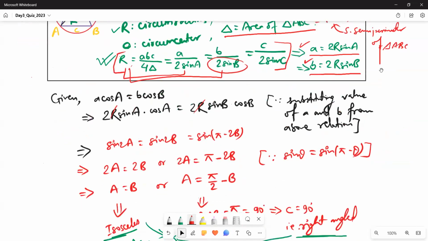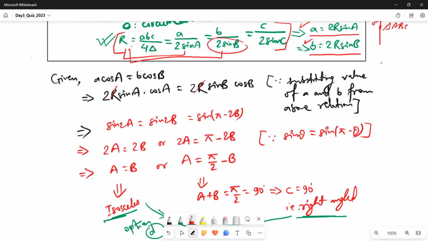The given statement was a cos A equal to b cos B. When you substitute the value of a as 2R sine A, we have this times cos A. Again substituting the value of b as 2R sine B, and then cos B. Here I have written the steps, but these formalities you need not do in an entrance exam. In an entrance exam, you try to solve more of the things in your mind itself, and I have written all these formalities for your understanding.